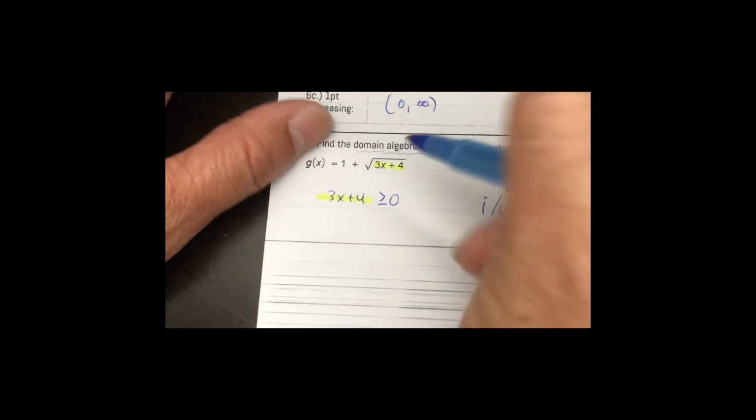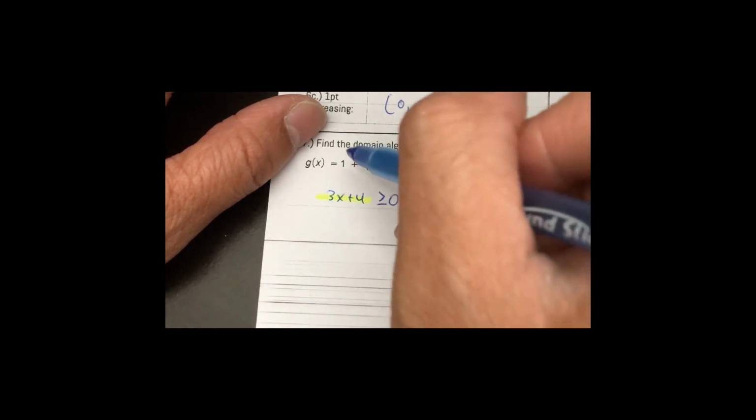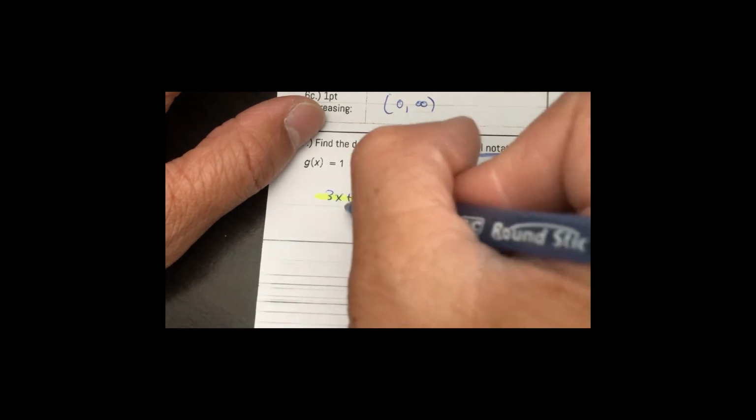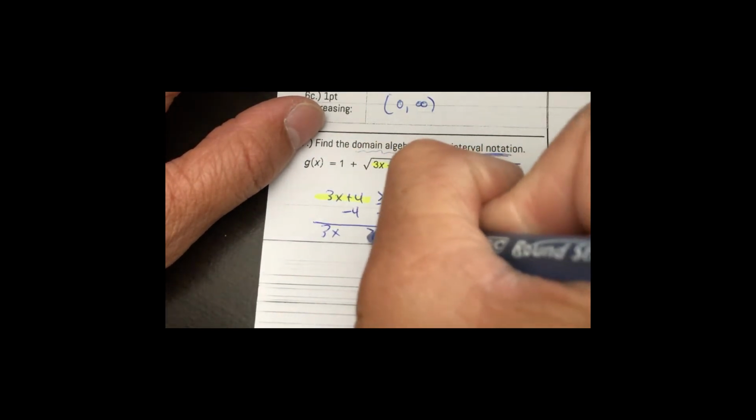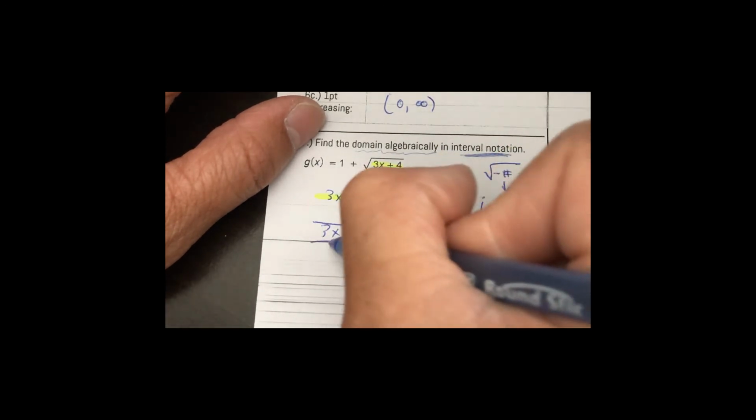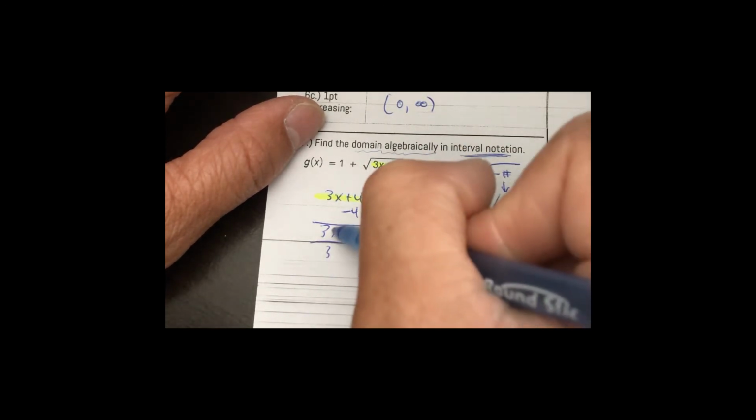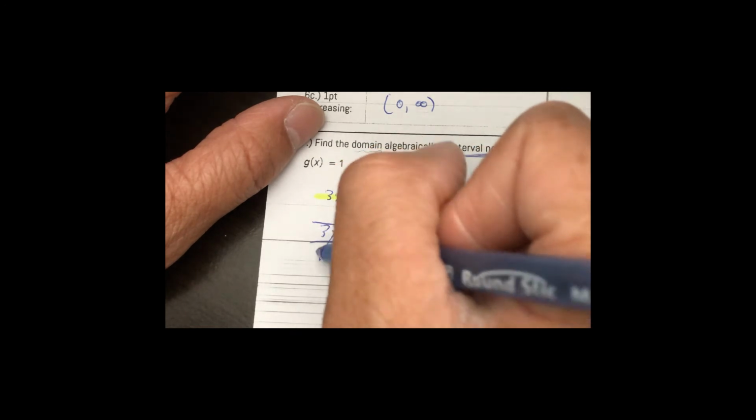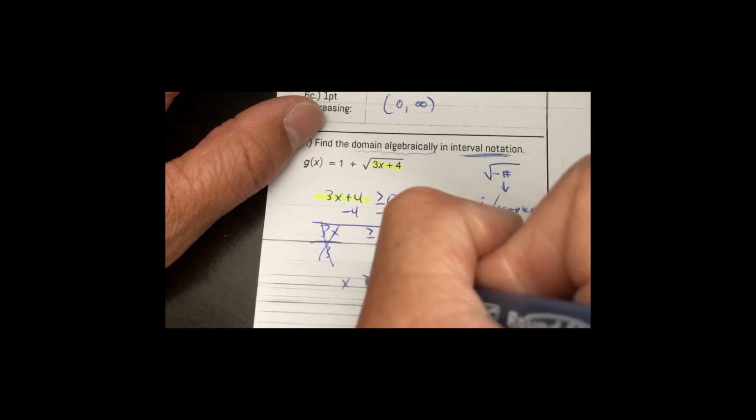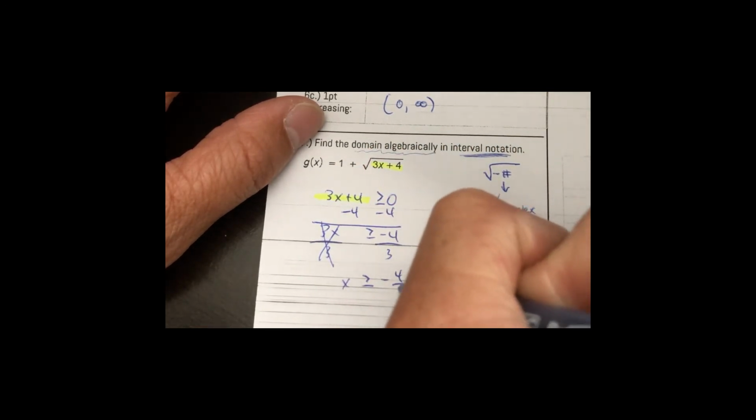So I have 3x plus 4. And you might be asking, how come I don't use the 1? All I did was just shift the graph up. So I'm just going to solve for x. Whoops, meant to cancel my 3. So I have x is greater than or equal to negative 4/3. Remember, I don't flip the inequality sign unless it is dividing by or multiplying by a negative number.